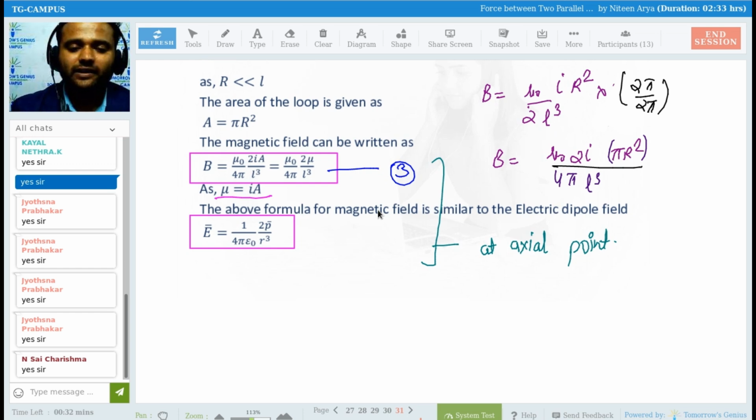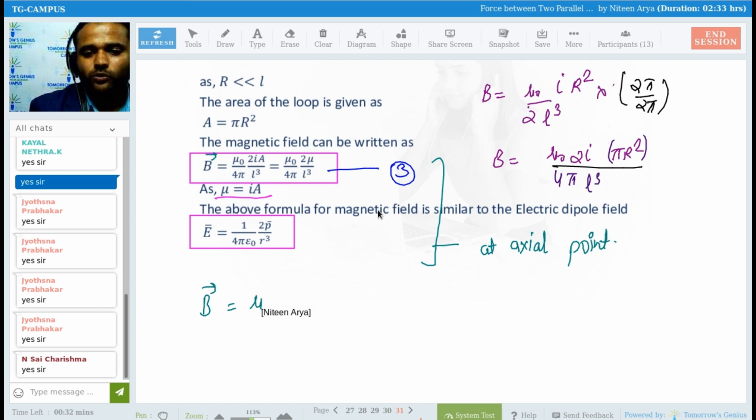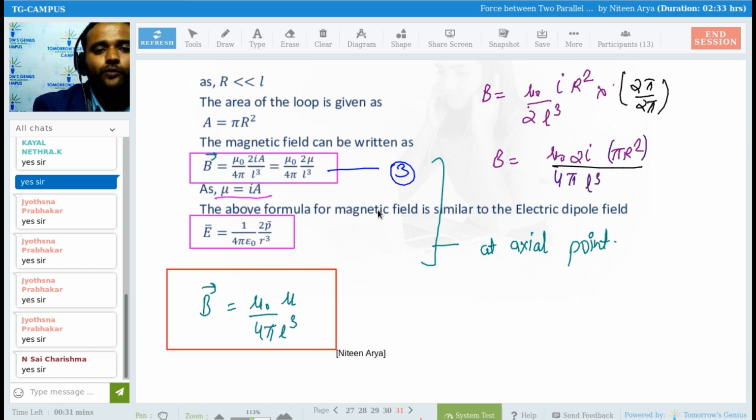This is your electric field at an axial point. In the same way, we have magnetic field B, which is mu naught upon 4 pi L to the power 3, mu only. This mu is nothing but the magnetic moment, and this is for the equatorial point.